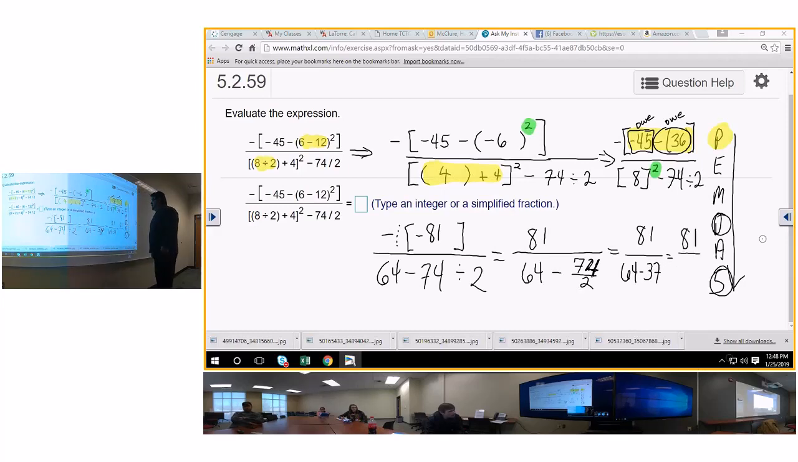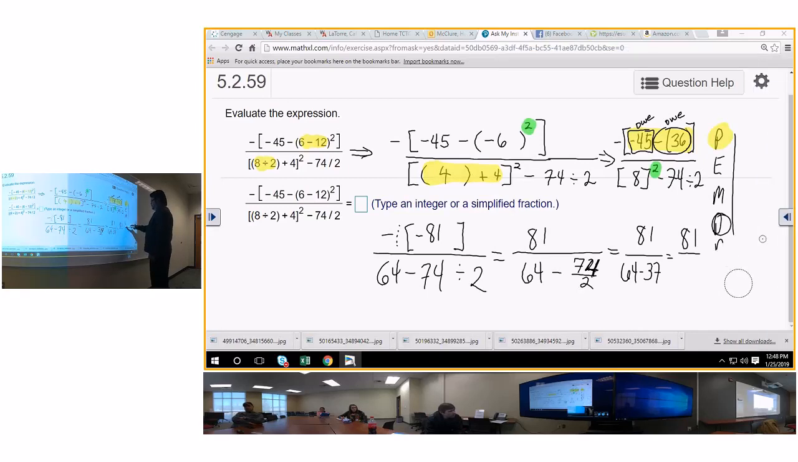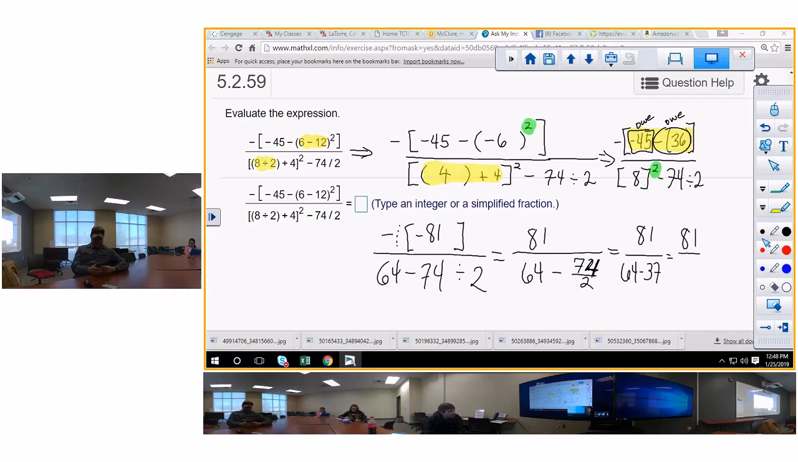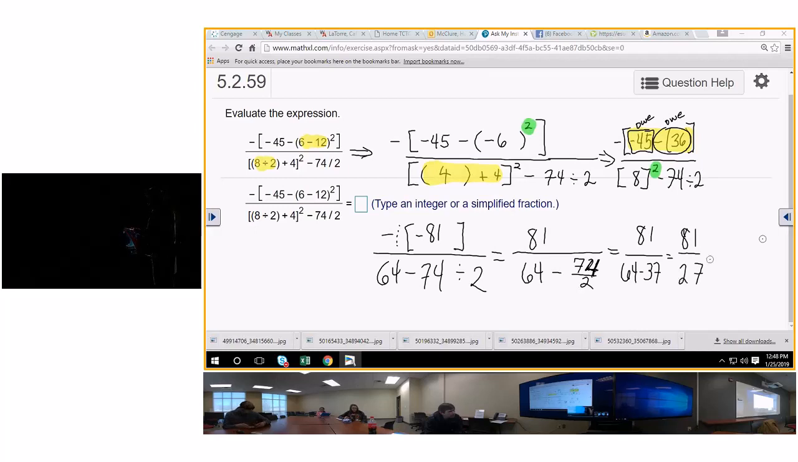What is 64 divided by 37? No, I mean 64 minus 37. Well, 14 minus 7 is what? 7. And 5 minus 3 is what? And what is 81 divided by 27? And we feel good about ourselves.